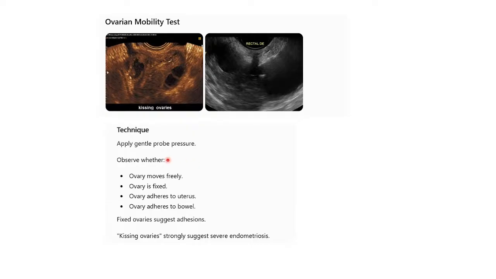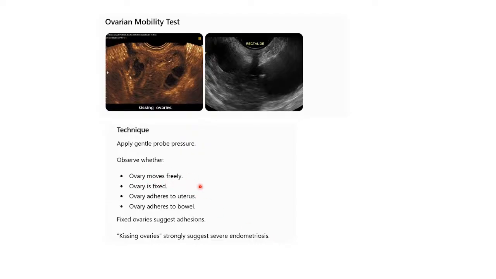So the technique: apply gentle probe pressure, observe whether the ovary moves freely, is fixed, adheres to the uterus, or adheres to the bowel. A fixed ovary suggests adhesions. Kissing ovaries strongly suggest severe endometriosis. So if you have ovaries that are enlarged and non-mobile, then you should also think of endometriosis.